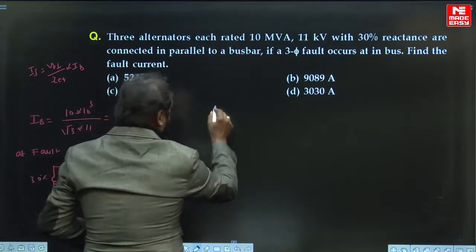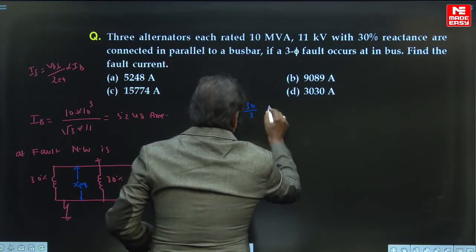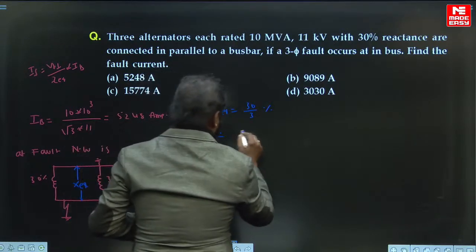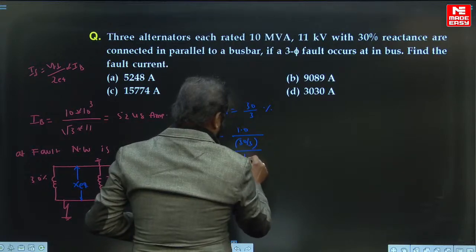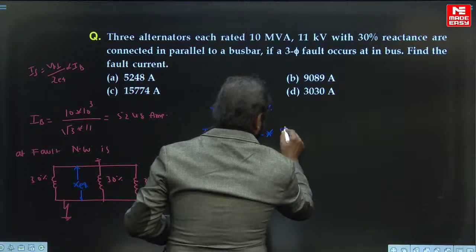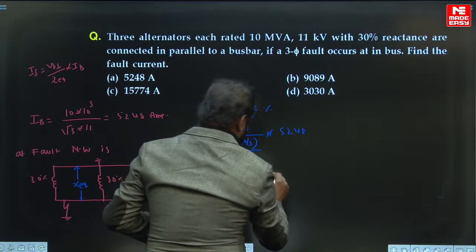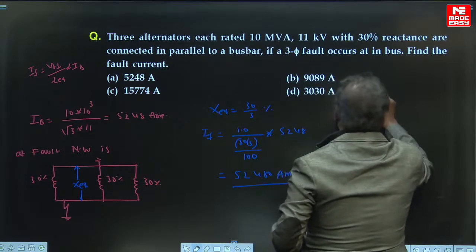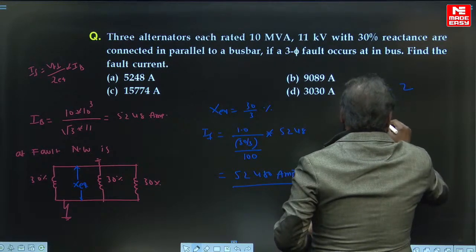So from this, X equivalent is equal to 30 by 3 percent. Then IF is equal to 1.0 divided by 30 by 3 divided by 100, as it is a percentage, into 5248. That is equal to 52480 amperes.